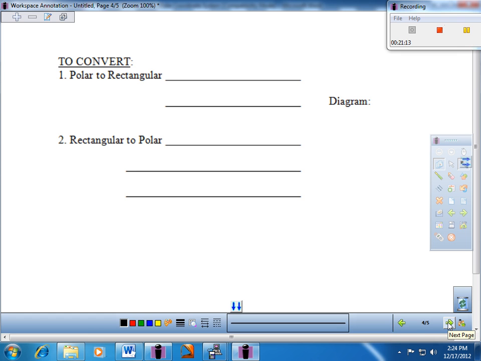I go to my next board, and it says to convert. We're going to go polar to rectangular and rectangular to polar. You'll notice the last example of this notes worksheet is the exact same 4 ordered pairs, and we're going to convert them and see how well our estimations are. So I don't want to leave that hanging from above, but let it sit tight for a moment and let's develop the math here first.